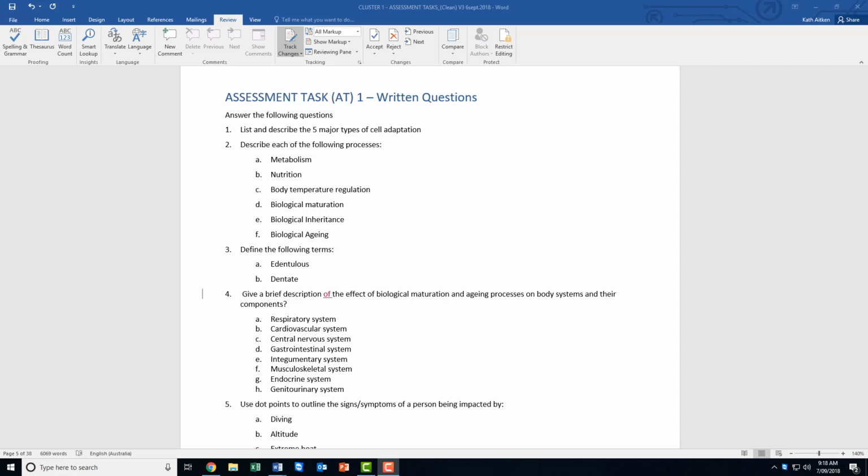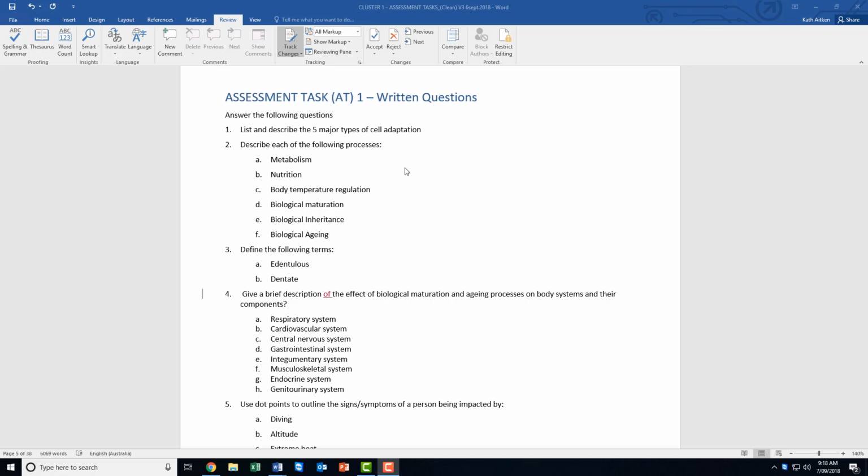Okay, this is an introduction to assessment task 1 for cluster 1. We're just going to go through the questions briefly and explain what you need to do to answer them each correctly. So for question 1, list and describe the 5 major types of cell adaptation. Again, list and describe means you're listing the 5 major types and giving a sentence for each.